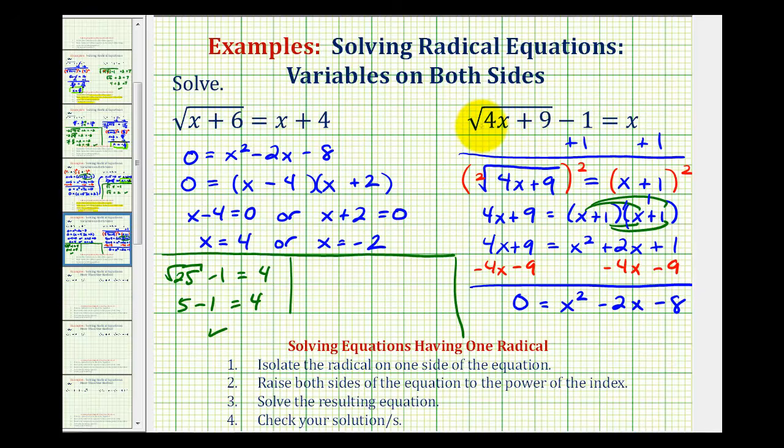And now we'll check x equals negative 2. So if x is negative 2, we'd have the square root of 4 times negative 2, that's negative 8 plus 9, that's the square root of 1, minus 1 equals negative 2. Well, this would be 1 minus 1, or 0. 0 doesn't equal negative 2, so x equals negative 2 is not a solution. It's called an extraneous solution. So we do only have one solution to this equation. It is x equals 4.